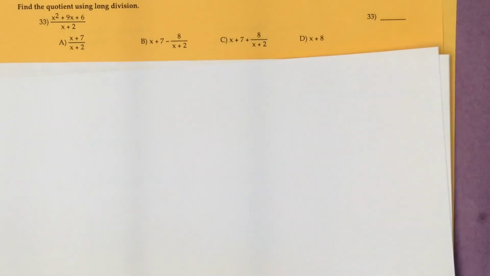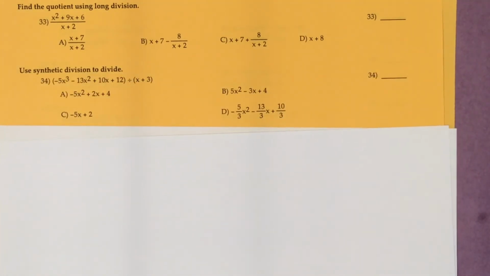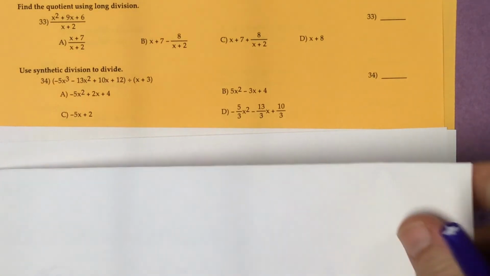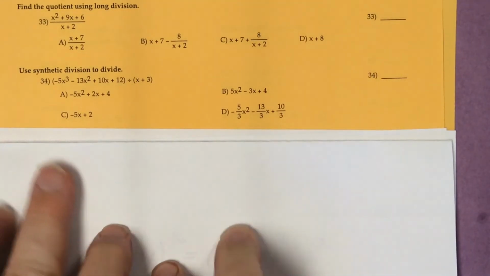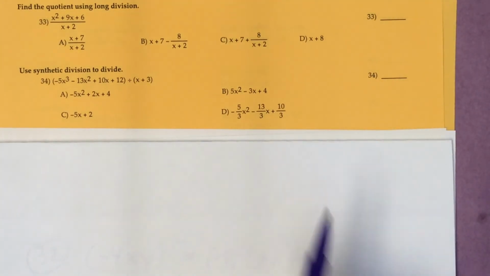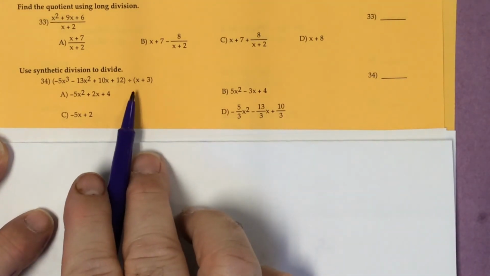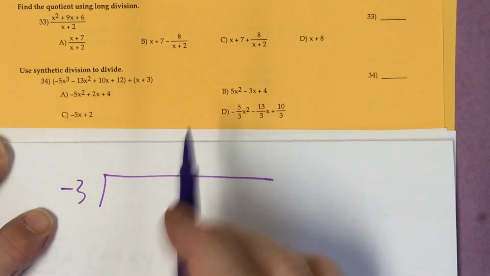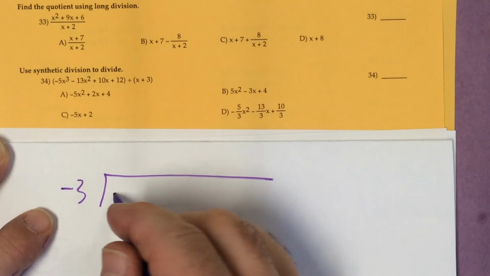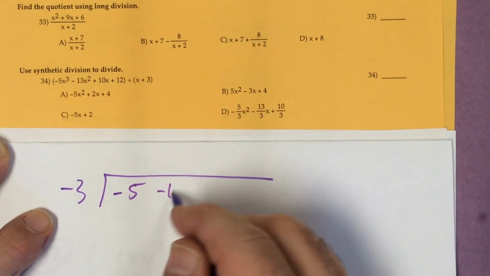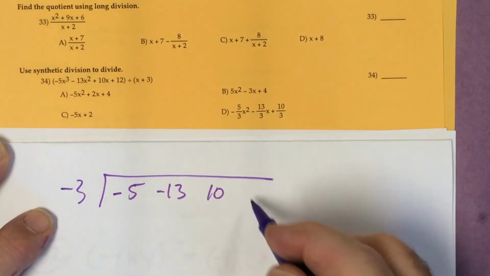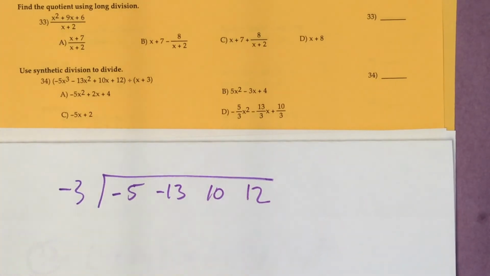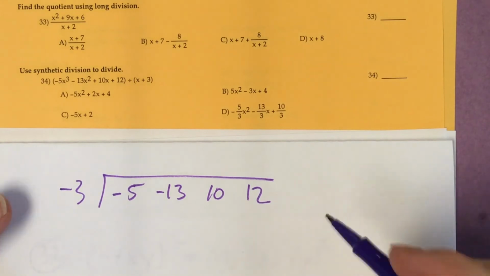Okay, so let's take a look at 34 now. I have synthetic division for this one to divide. So here's another synthetic division question. For this one, if I have x plus 3, I'm going to put negative 3 through. I'm going to have 3, 2, 1, 0, so everything is there: negative 5, negative 13, 10, 12. Again, if you know synthetic division, this will make sense. If not, you may not like this question too much.